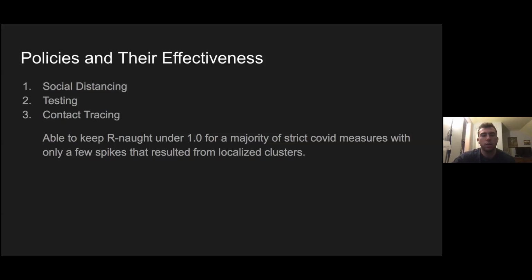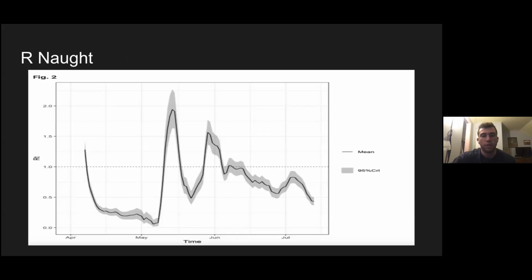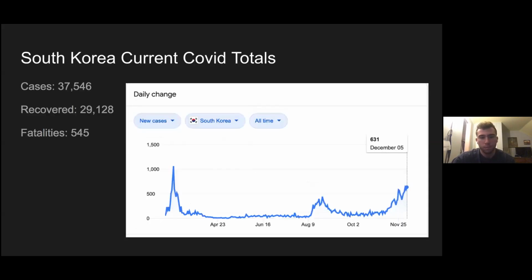Next slide, please. And here's a graph of R0 from about mid-April to mid-July, and you can see how the measures that they enacted early on dropped R0 pretty close to zero. And then with the exception of a few outbreaks in localized clusters, which caused R0 to skyrocket, they've done a pretty good job of keeping it at a safe and contained level. Next slide.